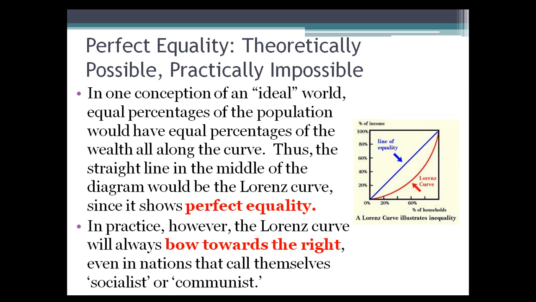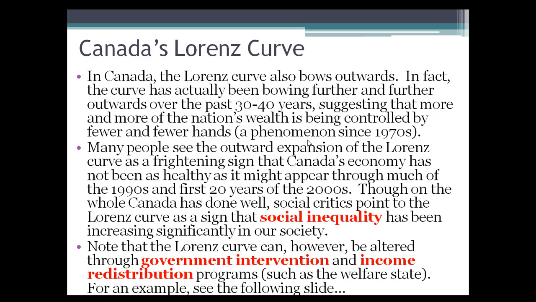For example, Sweden is probably going to be further towards the inside because they're a little bit more socialist in terms of their perspective. A country like the United States that's fundamentally based on capitalism and the idea of free market opportunity is going to pull a little bit more towards the right, because that's just a little bit more of a fundamental principle for a lot of people about how that country should work. Canada, if you look at the Lorenz curve, also bows outwards.